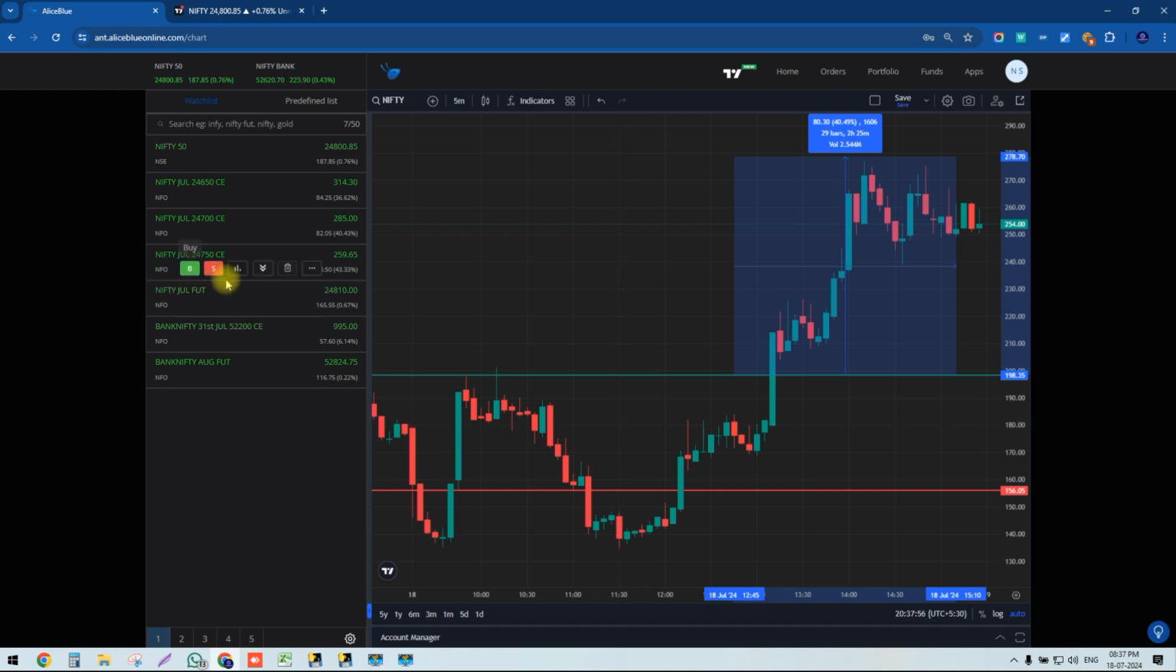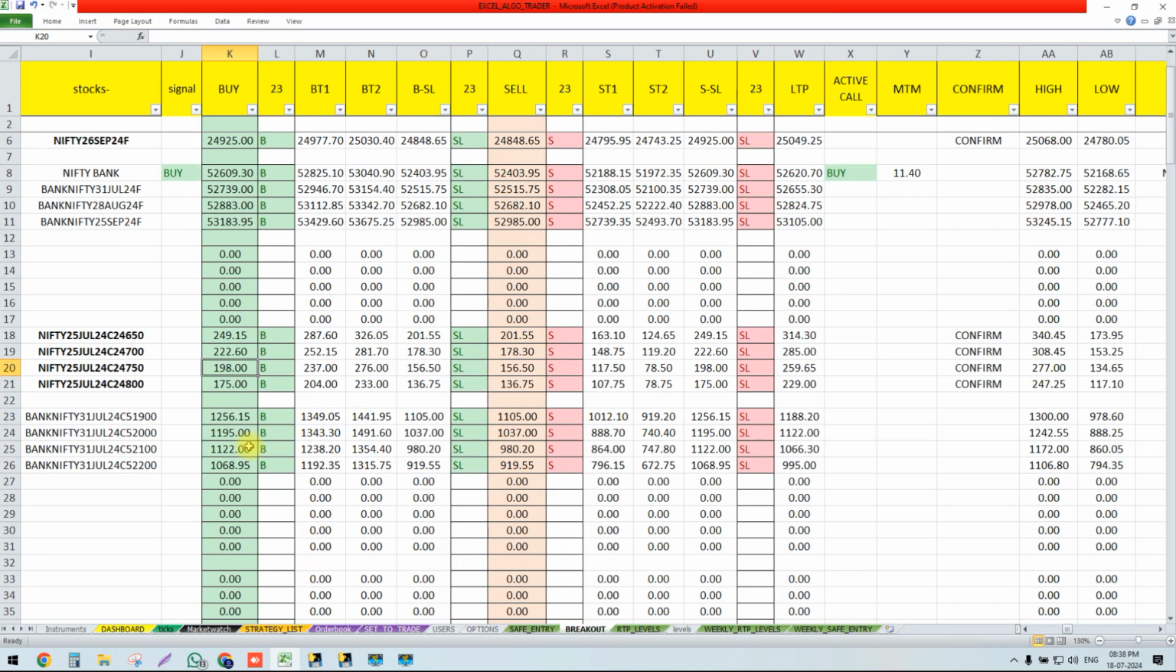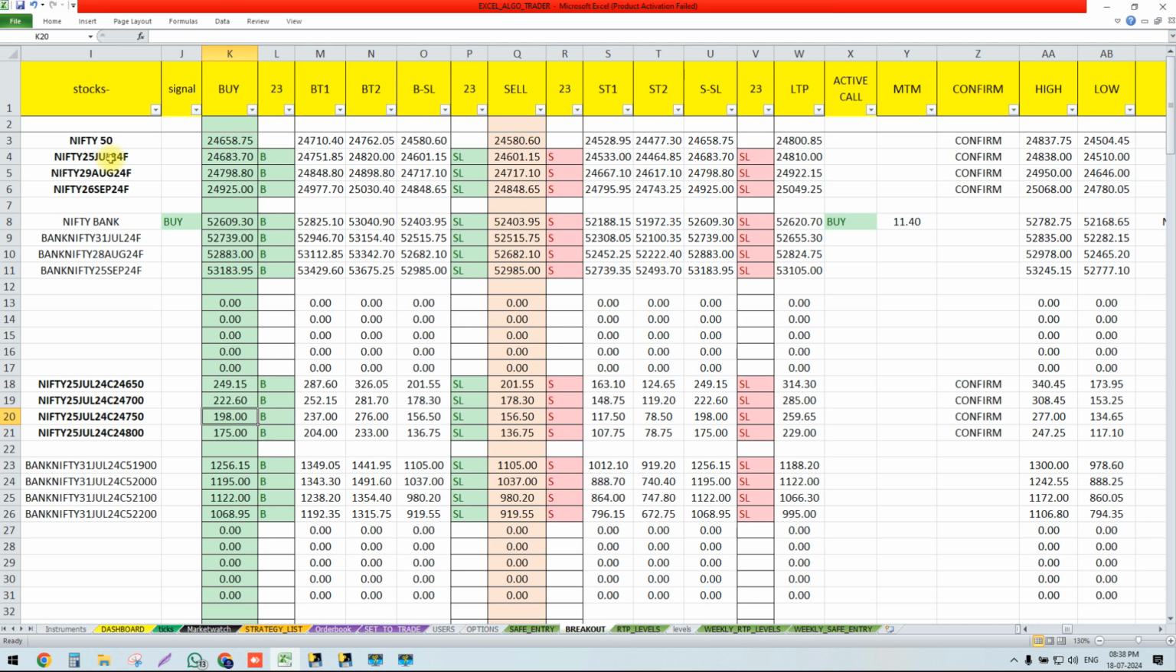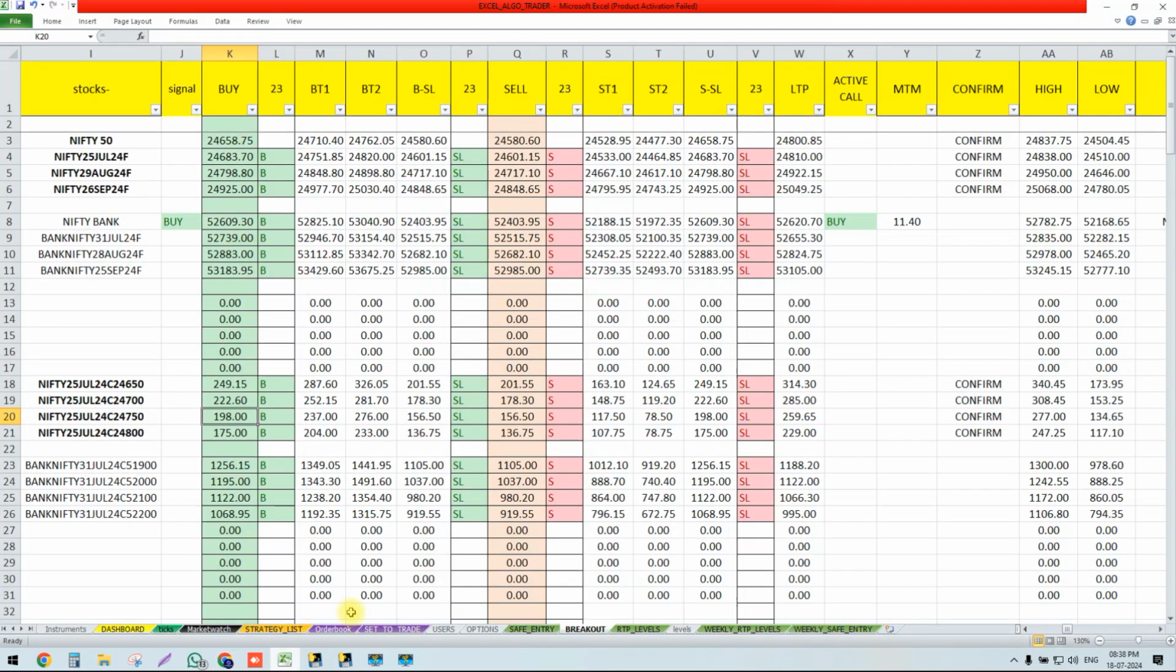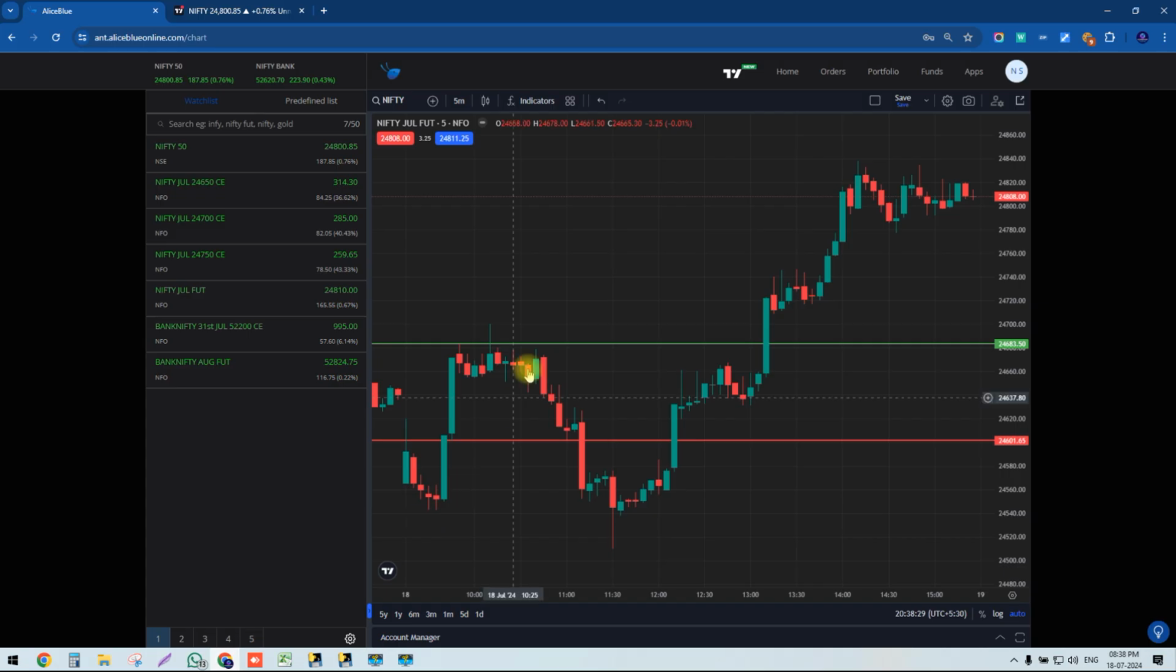Okay, now next we'll see. Okay friends, we'll see now Nifty future. You can see Nifty future here, this one. Let's see what our Nifty future buying level is telling. You can say Nifty future is 24,683. Let's cross check here. I have made it ready here.